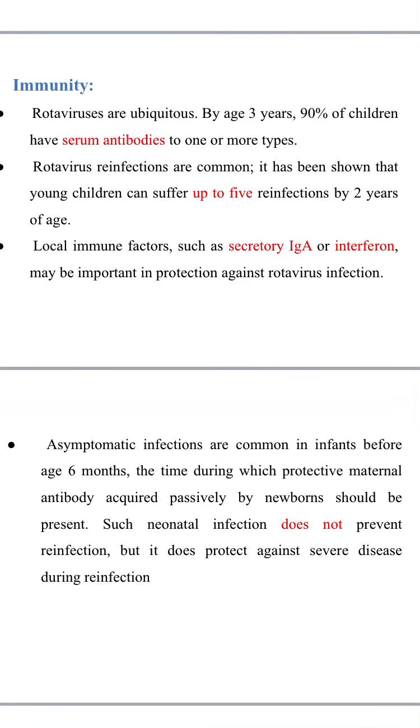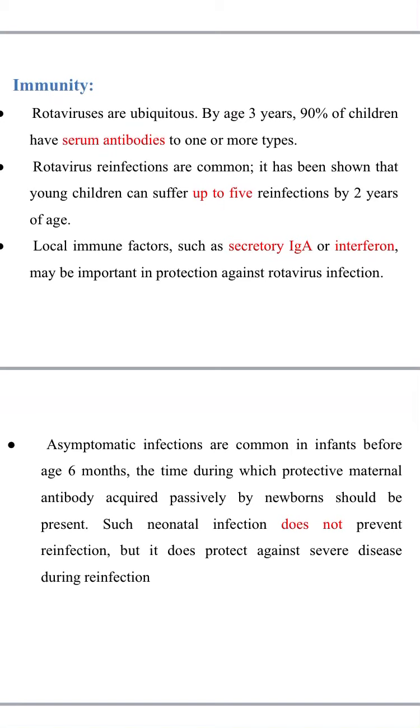Immunity against rotaviruses. By the age of 3 years, 90% of children have serum antibodies to one or more types. Rotavirus reinfections are common. It has been shown that young children can suffer up to 5 reinfections by 2 years old. Local immune factors such as secretory IgA or interferon may be important in protection against rotavirus infection.